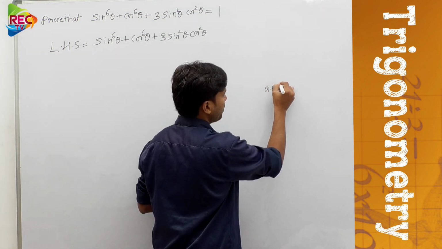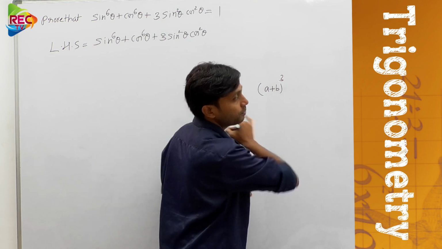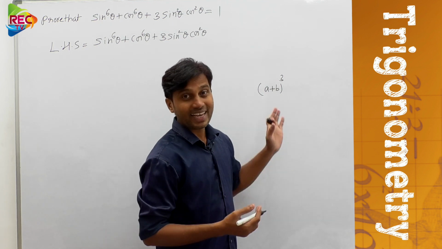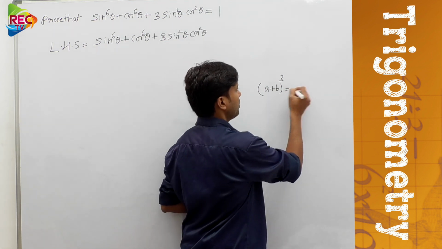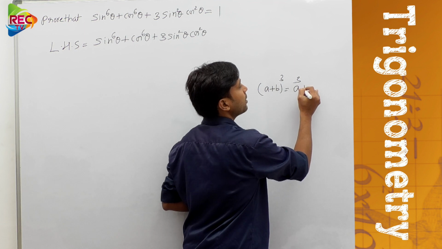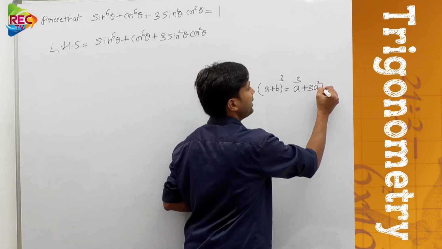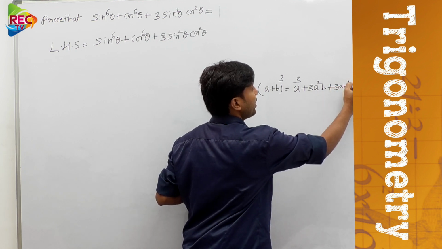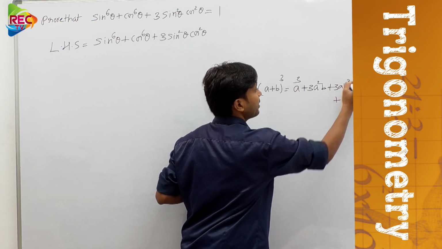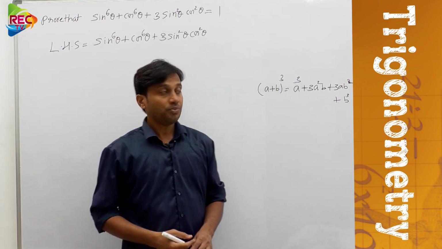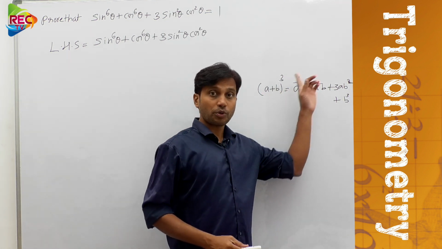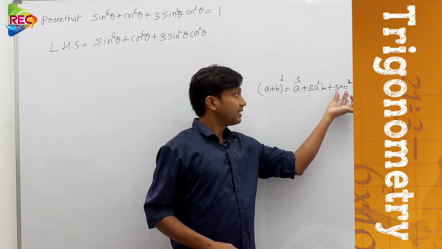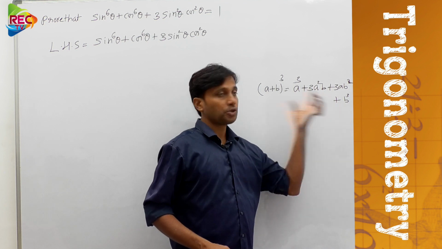I think you know about (a plus b) whole cube. What is the formula, the expansion of that? a cube plus 3a square b plus 3ab square plus b cube. Once again, (a plus b) whole cube would be a cube plus 3a square b plus 3ab square plus b cube.